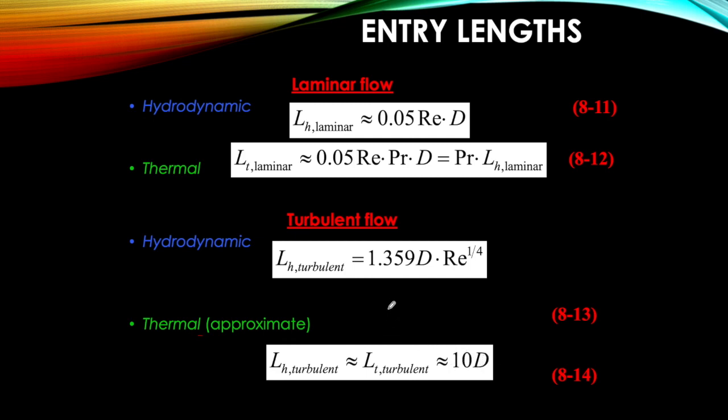So let's say you calculate your Reynolds number and you get about 4,000, and then you have to calculate the LT. Sorry, this is LT turbulent. You want to calculate the thermal entrance region for your flow. Then you have to substitute 10D, and compare with your tube or pipe length.